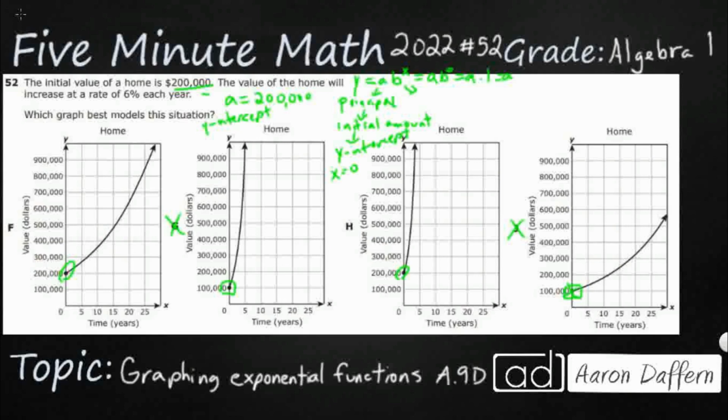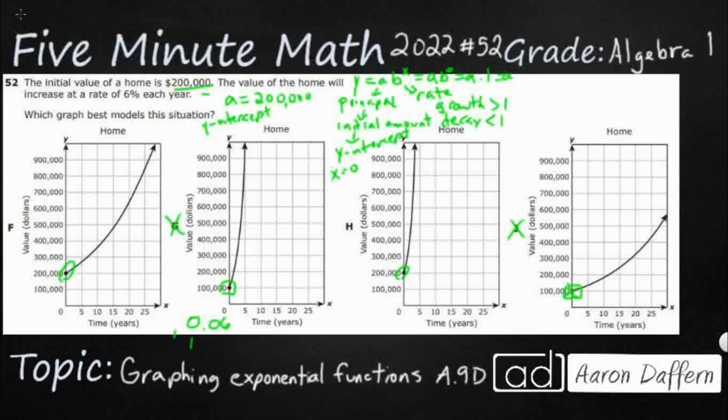b is your rate, and it is a growth rate if it is greater than 1, and a decay rate if it's less than 1. Now that 6%, if we turn that into a decimal, is going to be 0.06, which is less than 1. But remember, when we're talking about a growth rate, that's just the rate that it increases each year. We always have to keep the initial amount in there, and that's just the one whole. The one whole is that 200,000. So it's 6% above the 200,000.